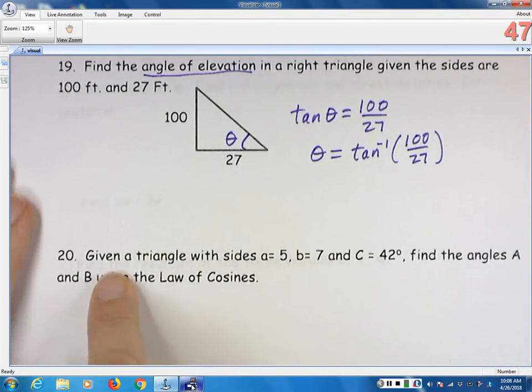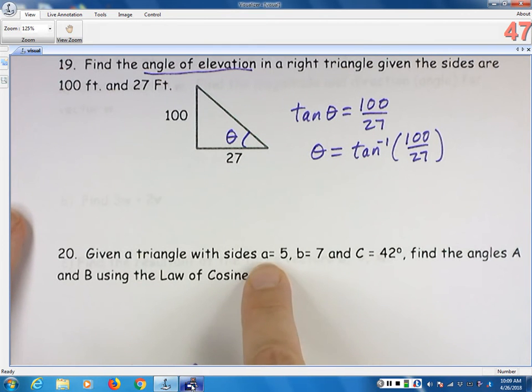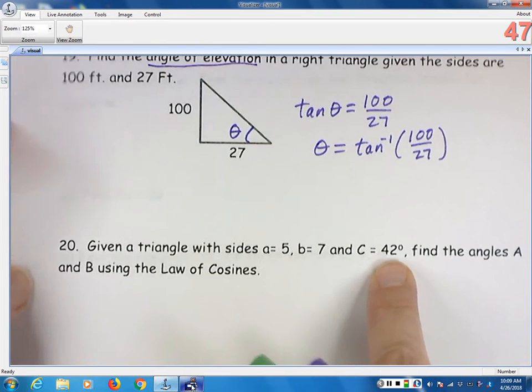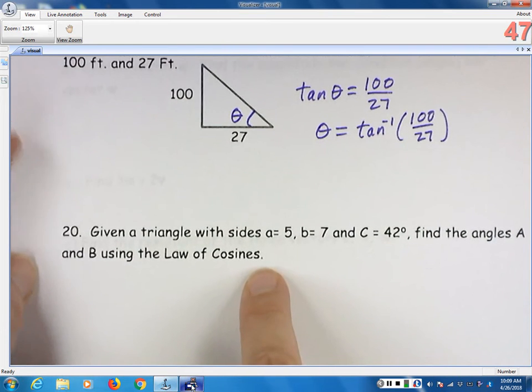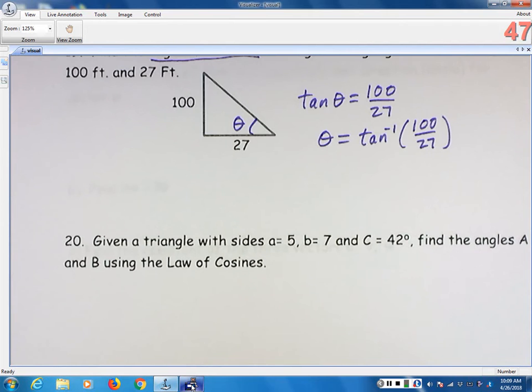All right. If you're given a triangle with 2 sides and an angle, find the angles A and B using the law of cosine. So law of cosine, okay, and you got the rest of this.